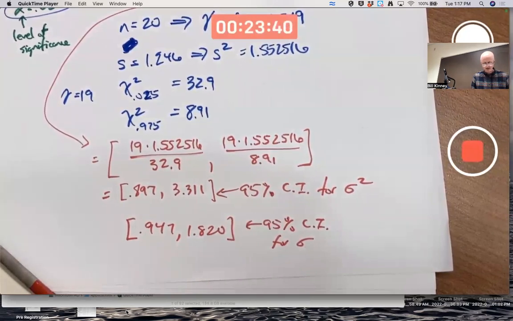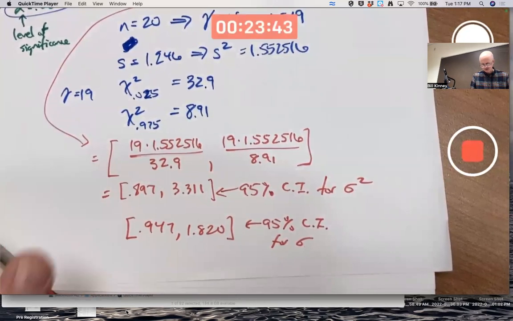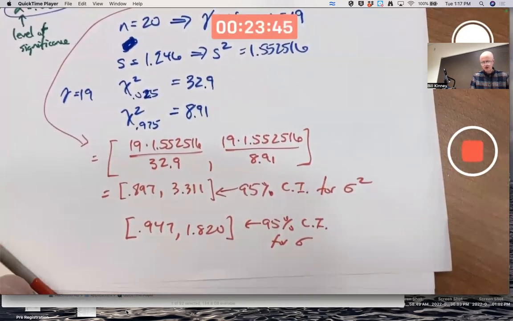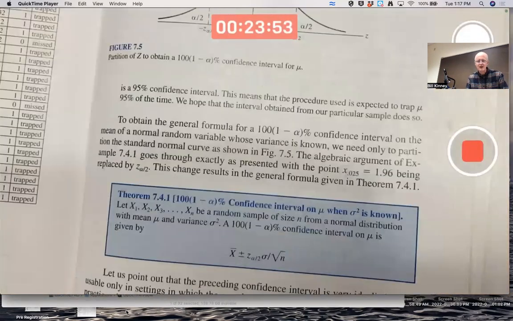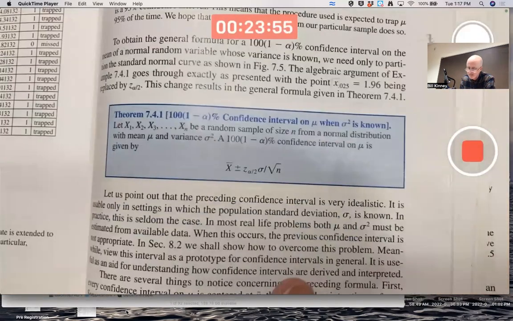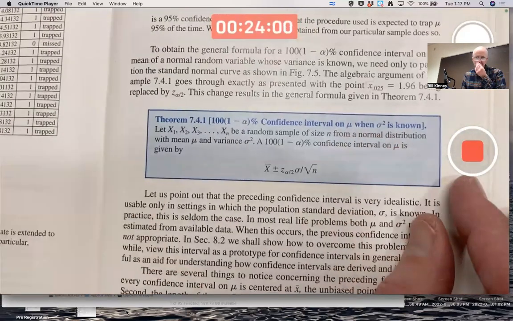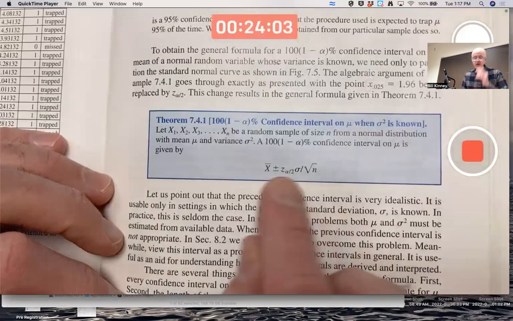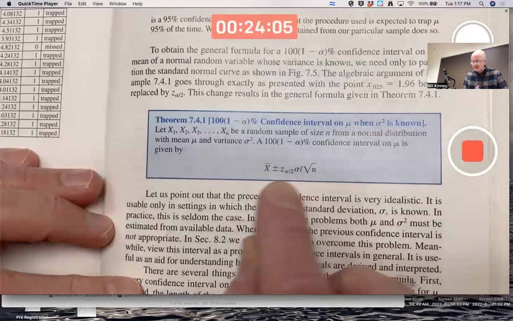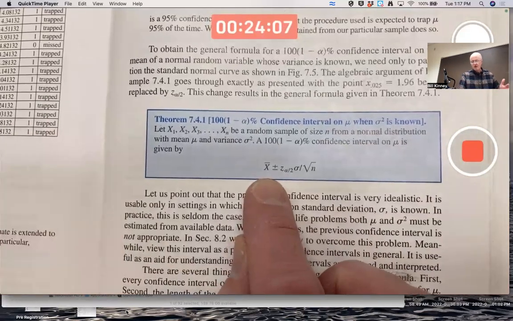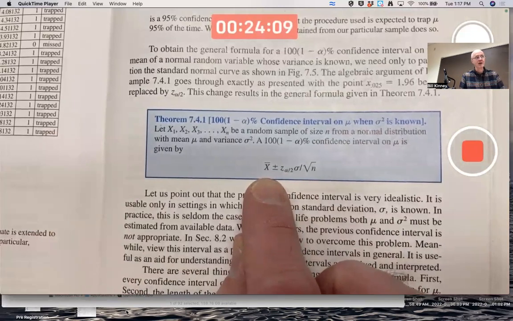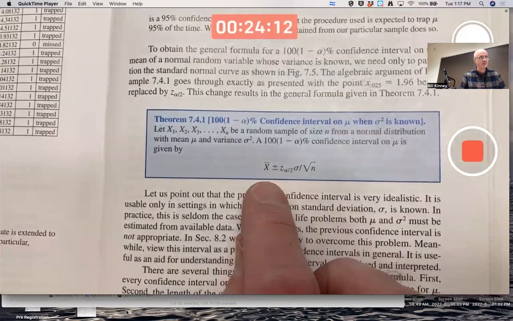your one problem about this for today was to compute a confidence interval to estimate mu when sigma squared is known using this formula. We're emphasizing capital X bar as a random variable. That's the sample mean as a random variable.